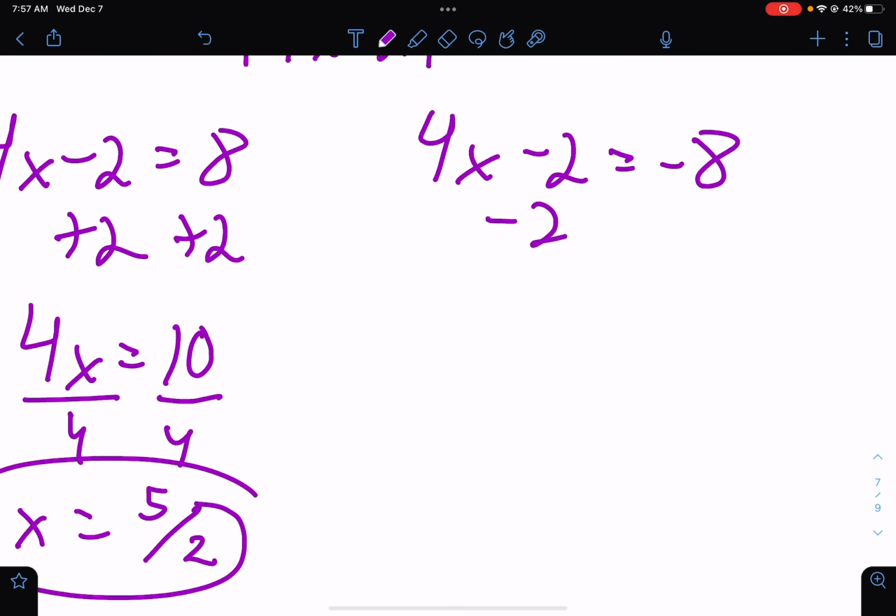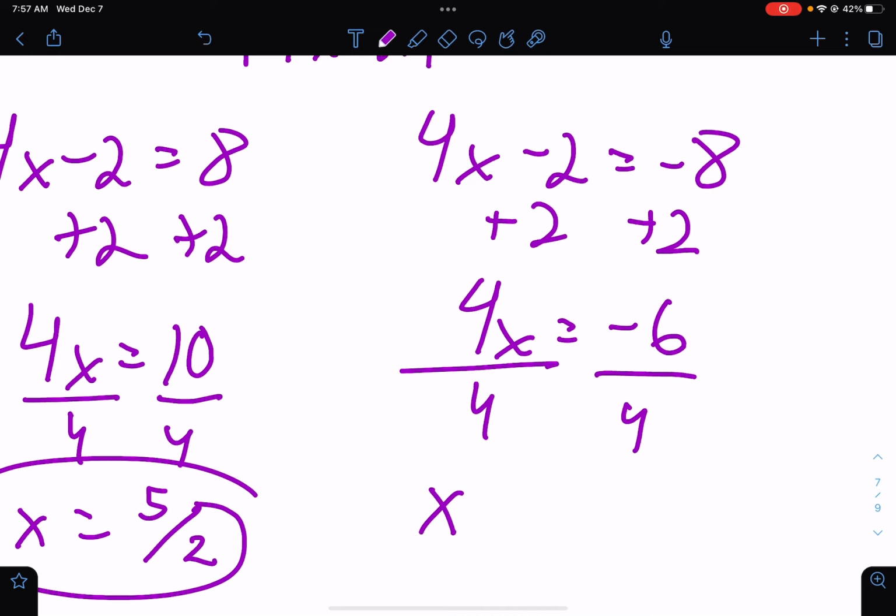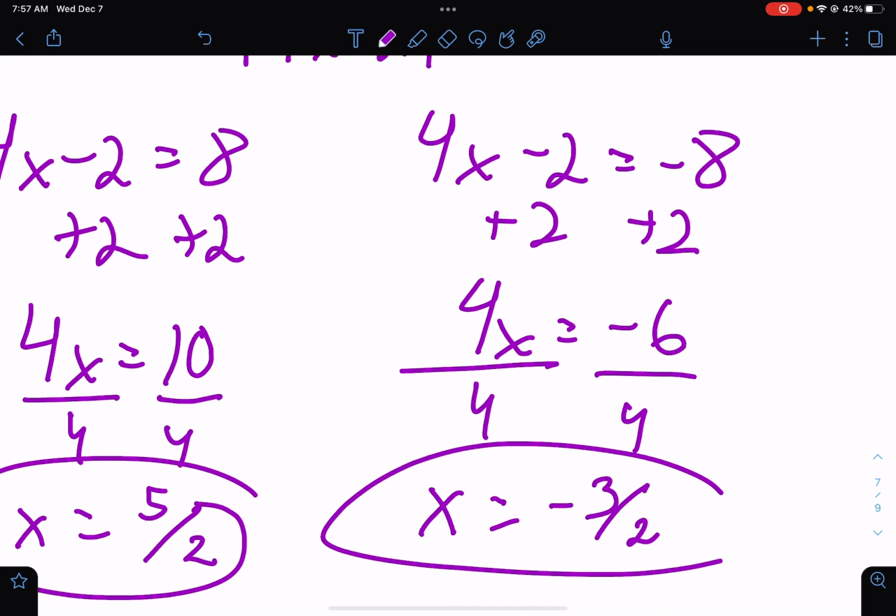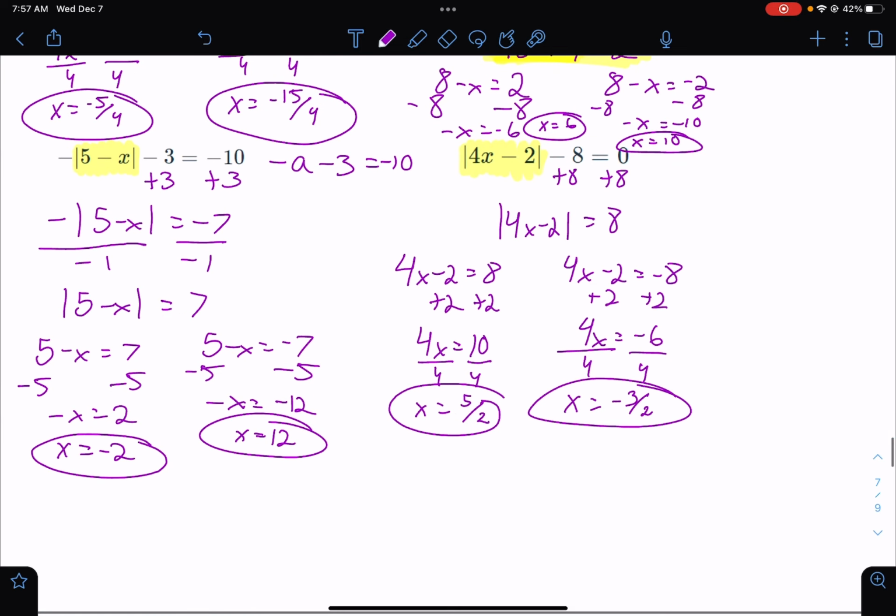Then we subtract 2. No, we add 2. Oops-a-daisy. And we get 4x equals negative 6. Divide by 4, and we get that x is negative 3 halves. All right, that was a whirlwind.